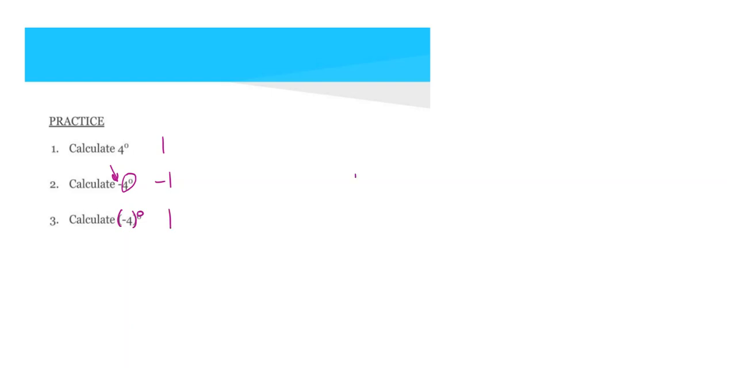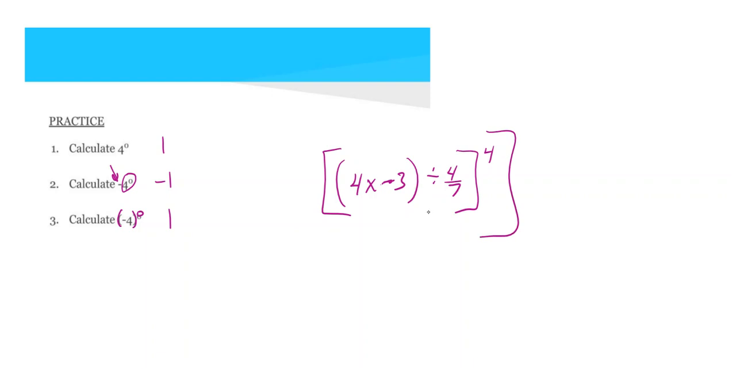What about this one? What if I had 4x minus 3 divided by 4 over 7, all to the power of 4, and then all of that to the power of 0? What's the answer? I don't even care what x is, it's a variable. What's negative anything to the power of 0? Well, it's negative 1 because there's no bracket around the negative 3.